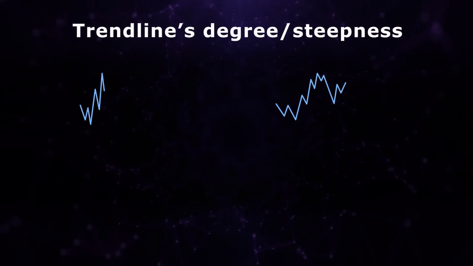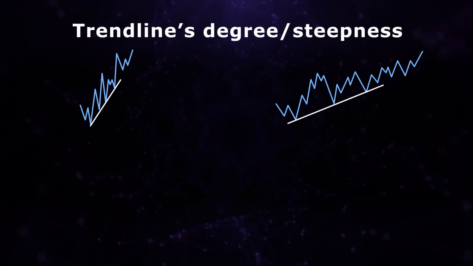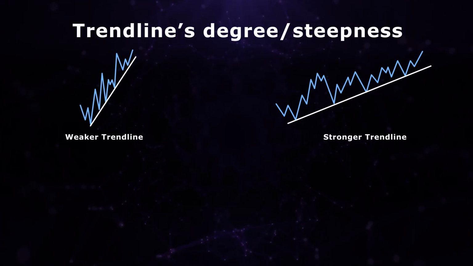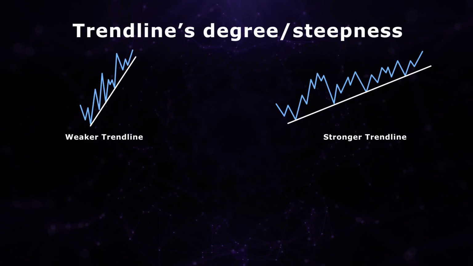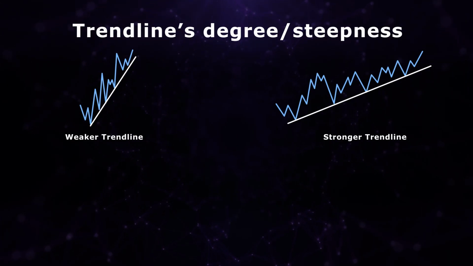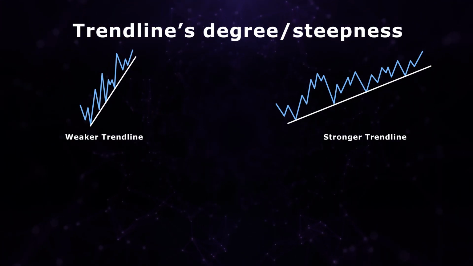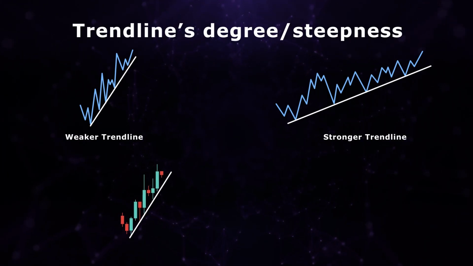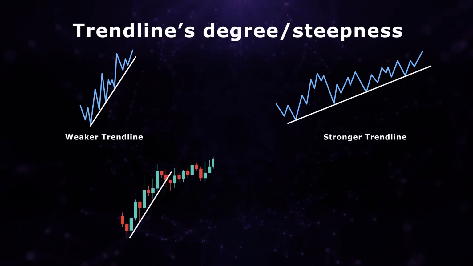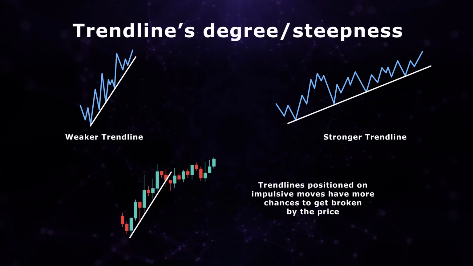The trend line's degree is an important aspect when it comes to its strength. The steeper the trend line is, the less reliable it will be, and this happens because a very steep trend line refers more to an impulsive move that probably won't be sustainable. In that case, if the trend line is very steep, there is a better chance for the price to break it. Try to use a trend line that's not too steep.